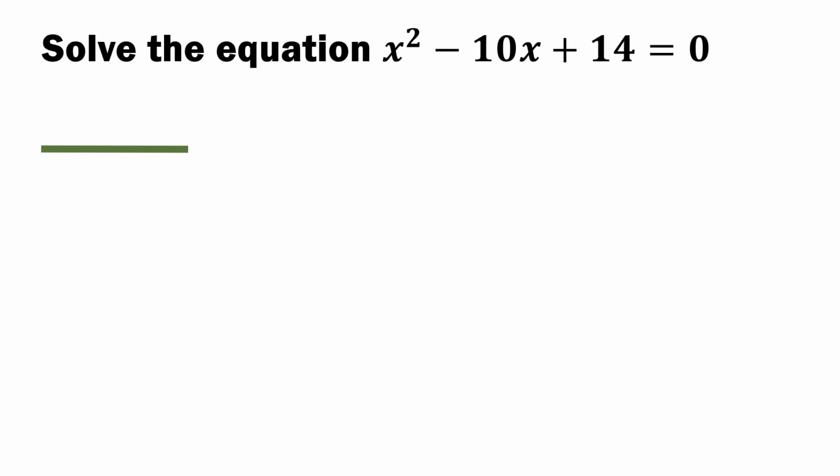All right, let's try to do a question, which is to solve x squared minus 10x plus 14 equals 0. Now, the first step is very important. You have to ensure that the equation given to you is arranged properly. So how should it be arranged? Your x squared term must come first, followed by your x term.